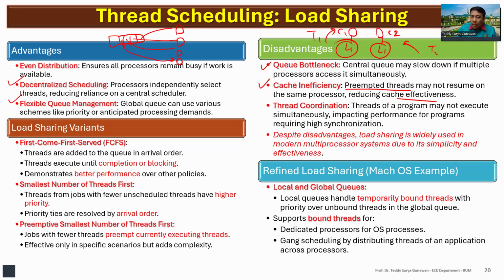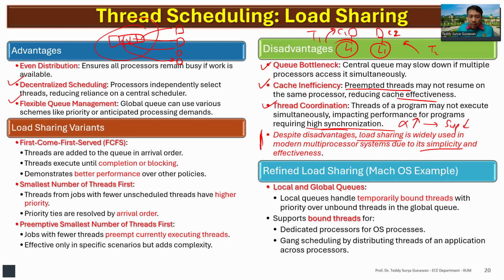There is also the issue of thread coordination. The threads of a program may not execute simultaneously, impacting performance and requiring high synchronization. High synchronization means bigger alpha, and bigger alpha means lower speedup, because alpha is the serial portion, including synchronization, I/O operations, critical sections, and communication. Any communication, any critical section, any synchronization will contribute to a higher alpha. But despite these disadvantages, load sharing is widely used in modern systems because it is simple. You just need to have one queue here.